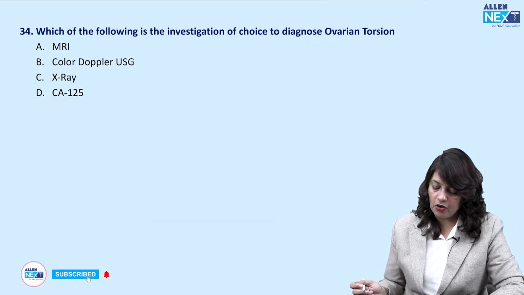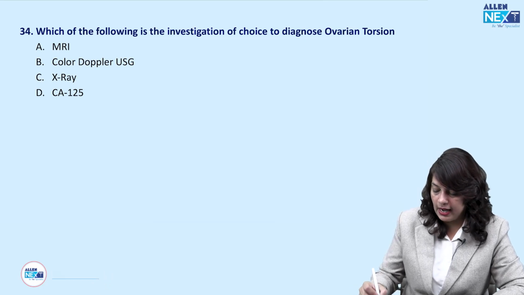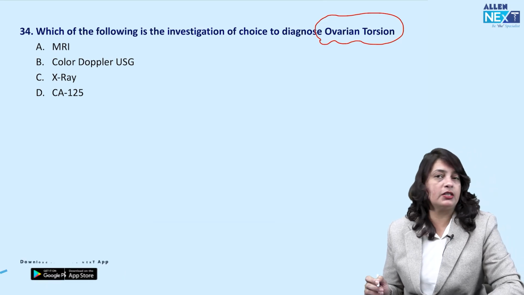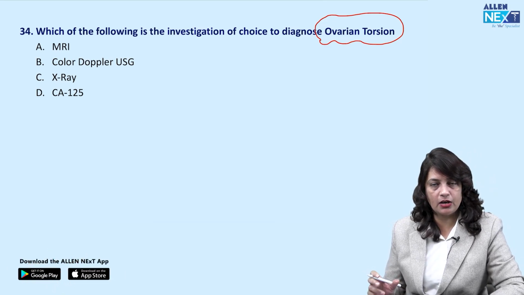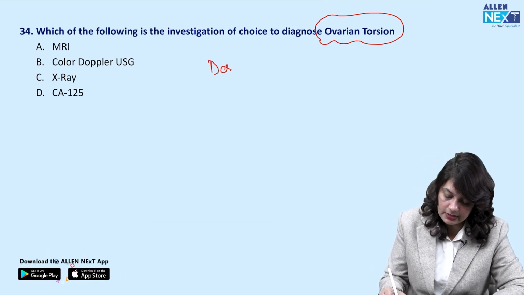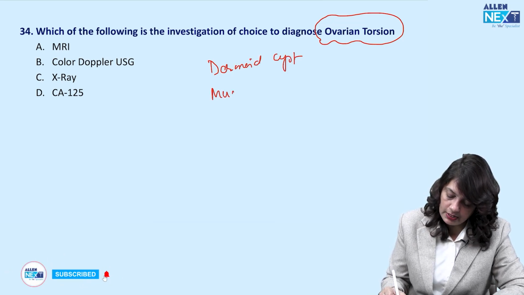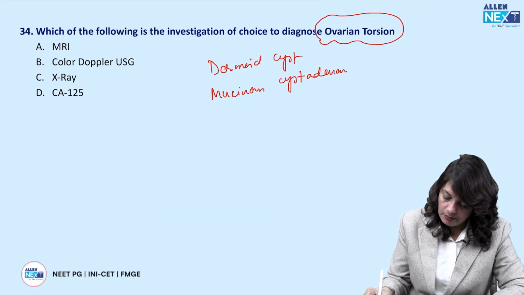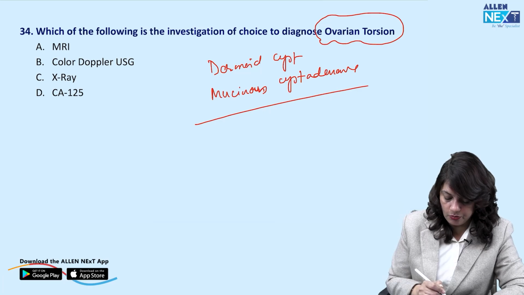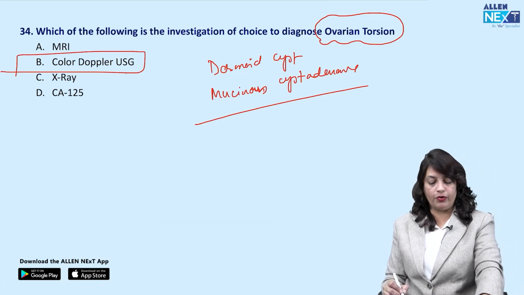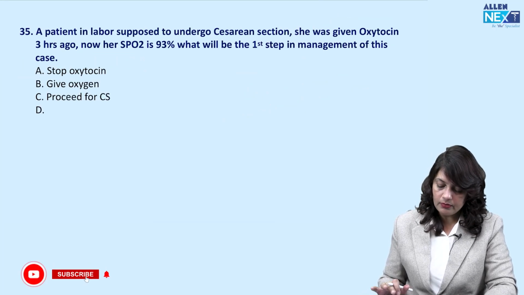Which of the following is the investigation of choice to diagnose ovarian torsion? Ovarian torsion. Which is the type of ovarian cyst that undergoes torsion? Is the dermoid cyst most commonly. And next is mucinous cystadenoma. So the color Doppler ultrasound is fair enough to diagnose the ovarian torsion.